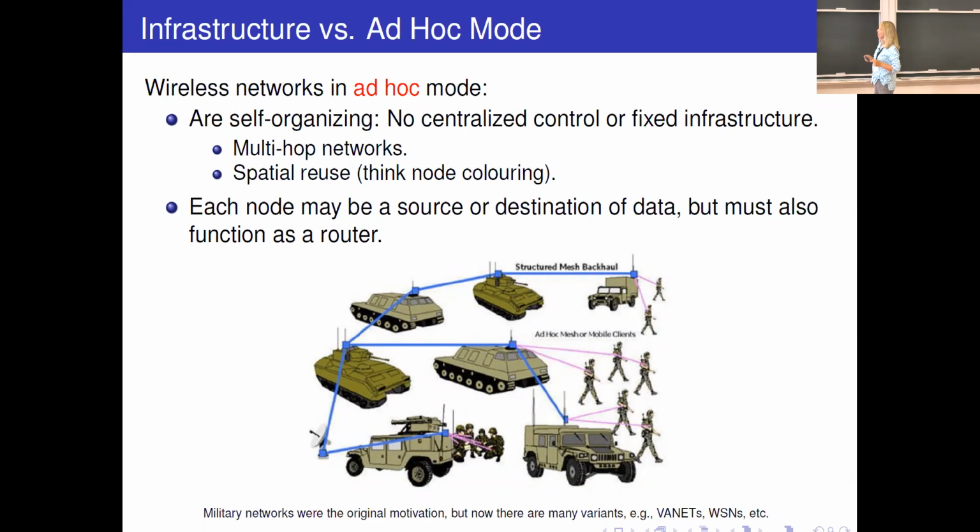But there are these so-called ad hoc modes, so you can put your phone into ad hoc mode if you want. And now we don't have any centralized control or any fixed infrastructure that we depend on. And so the network in that case has to organize itself. In addition to being a source or a destination of data, now we also have to perform routing functions. These networks were conceived initially as military networks, but now we have many different variants with slightly different architectures. You might have heard of vehicular networks, which also involve some ad hoc combined with infrastructure mode, and sensor networks and many other varieties.